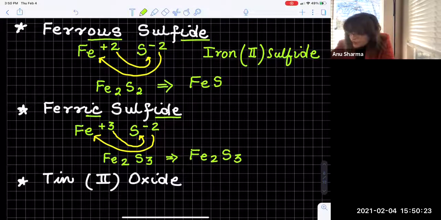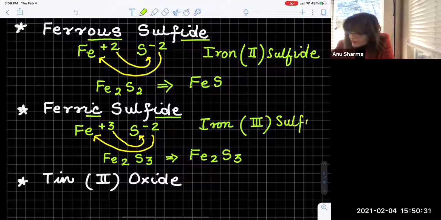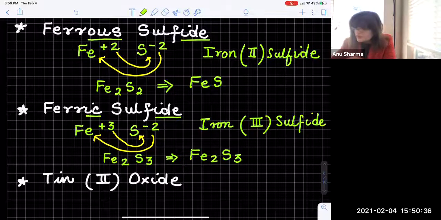And what do you write? Iron(III) sulfide. Iron(III) sulfide. All right, so this is how.